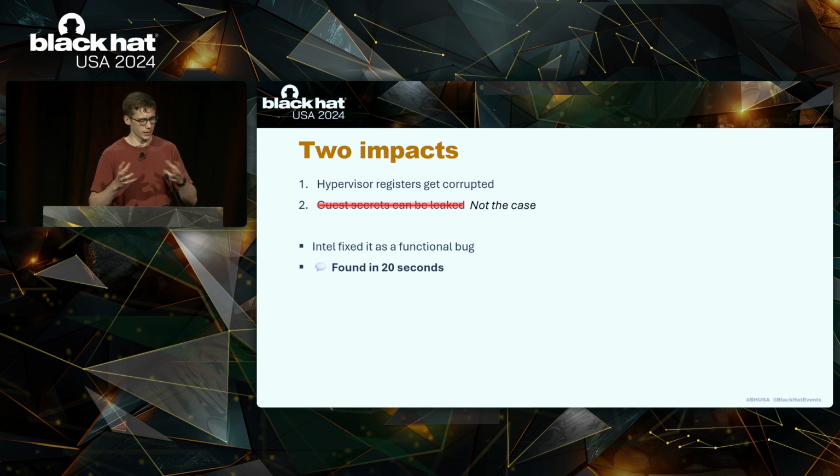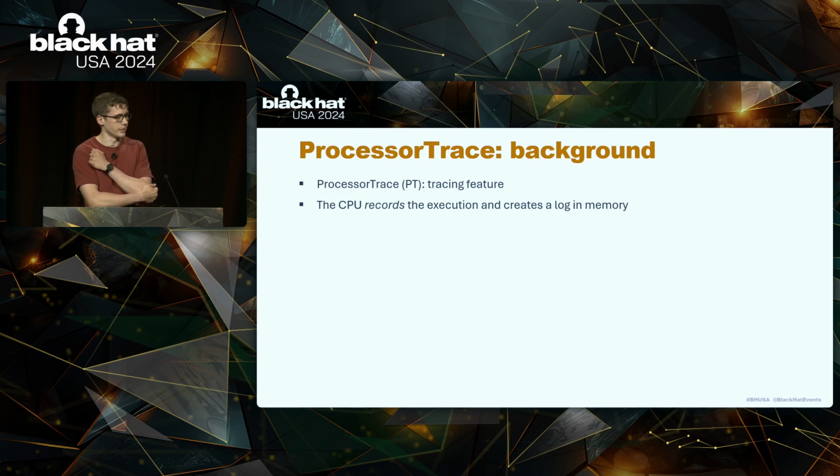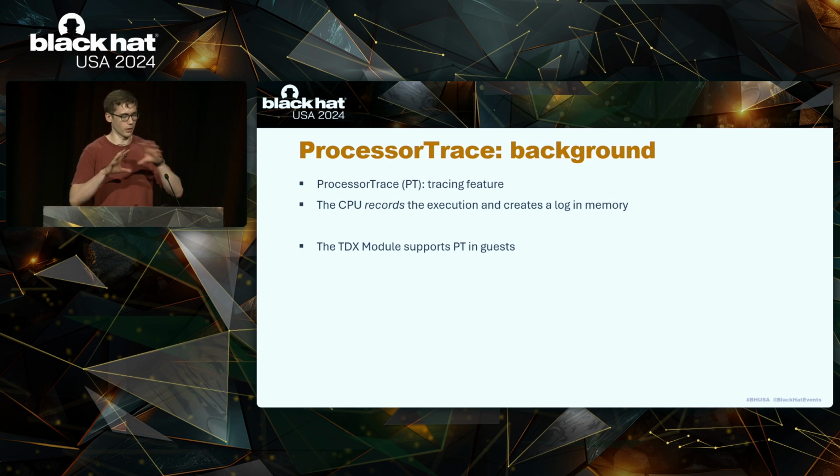So we did find increasingly more interesting bugs which were on the verge of being security issues, but not quite, until we arrived at a first critical vulnerability, which was in the context switching of the processor trace registers. So processor trace is a tracing feature implemented in the CPU, and the principle is that the CPU records the execution of your software and creates a log in memory that summarizes what your software did. The TDX module supports processor trace in guests so that the guests can enable processor trace on themselves when they run in the TDX architecture.